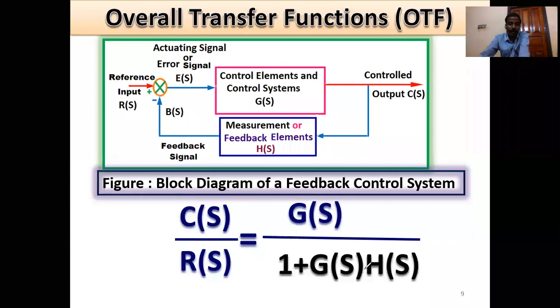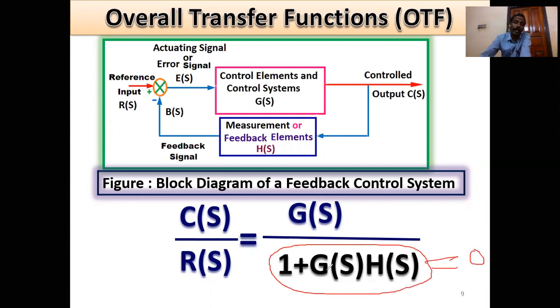In this section, 1 plus G of S, H of S is called the characteristic equation. If this equals 0, then it is called the characteristic equation. 1 plus G of S, H of S equals 0 is called the characteristic equation, and this characteristic equation gives the stability of the system, or the pole locations, the roots of the system.